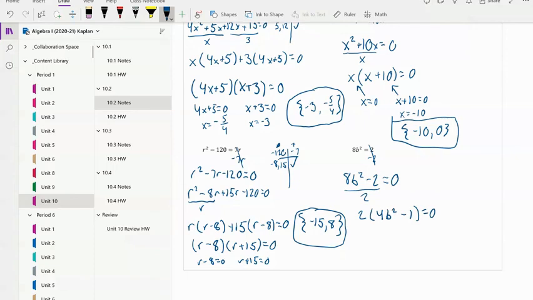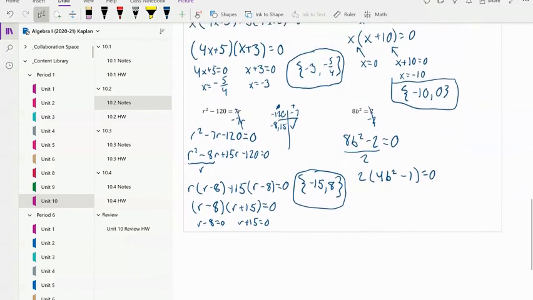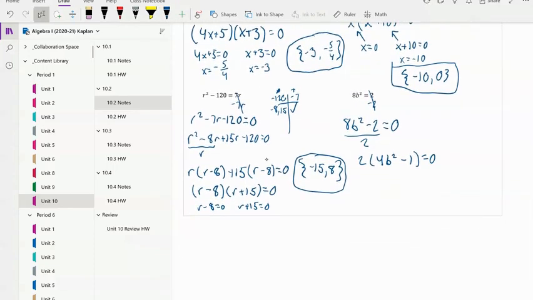Now in this particular case, we actually can keep factoring this. This is our difference of squares. 4b squared is 2b times 2b. Yes, buddy. And 1 is 1 times 1. So this is going to factor to 2 times 2b plus 1 times 2b minus 1 equals 0.